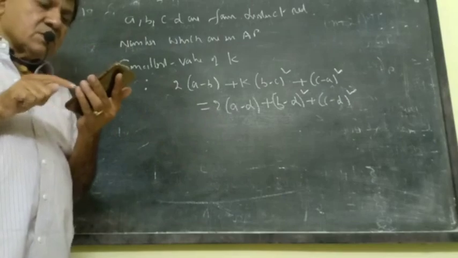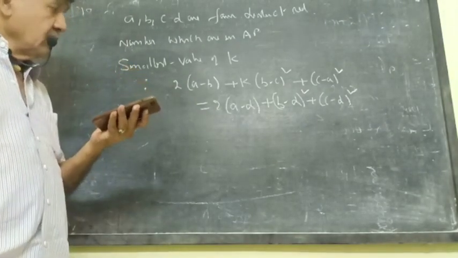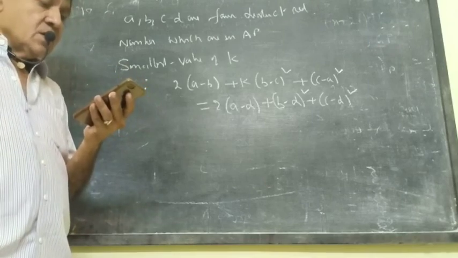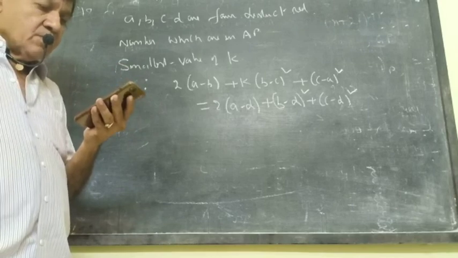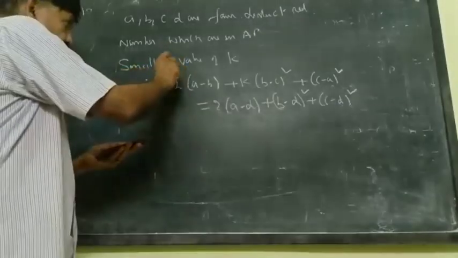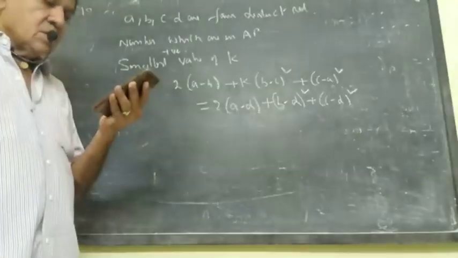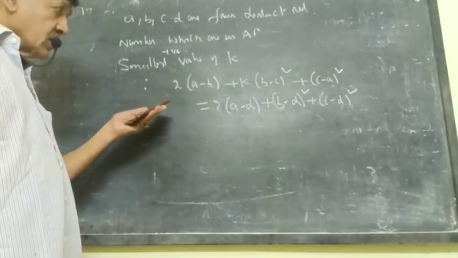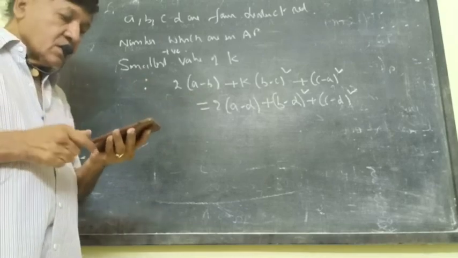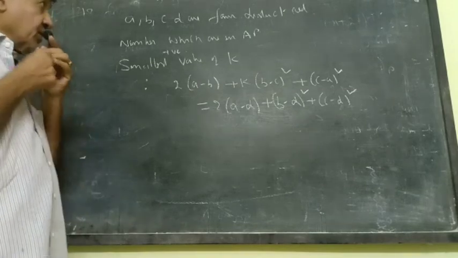See, the question is very much clear. a, b, c, d are 4 distinct real numbers which are in arithmetic progression. Then the smallest positive value of k satisfying this equation. This is our next question. Right? You first think on this. It's a very, very simple idea question.